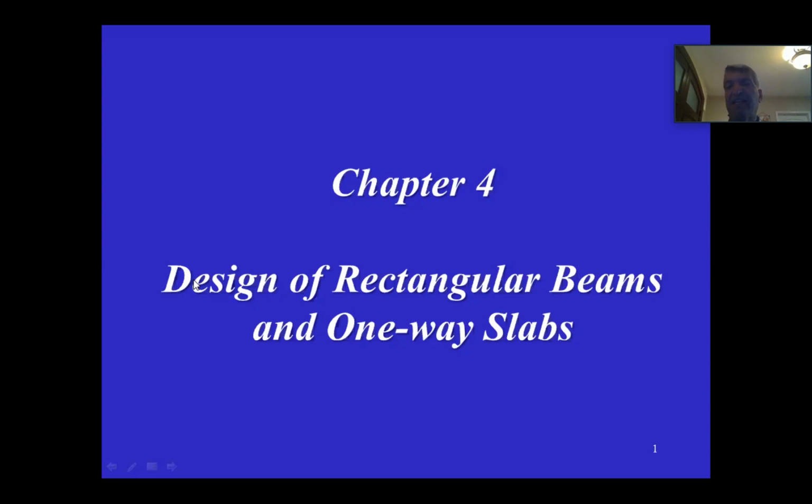Design, on the other hand, is when you don't have the cross-section. You're the designer, you're the creator. You're going to create a beam, a rectangular beam with certain dimensions. To do what? To support the loads that are applied. So in this case, you're going to be given the loads, and you're going to design a beam to carry those loads. Okay, same thing for one-way slabs.